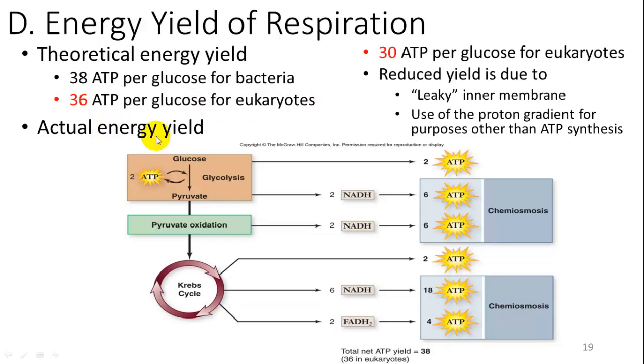The processes are slightly different. But actual energy is about 30 to 32 per glucose molecule for eukaryotes. And this is because there's a leaky inner membrane, so some of the processes aren't 100% efficient. And the use of the proton gradient for purposes other than ATP synthesis also reduces the amount of ATP you get out of one glucose.